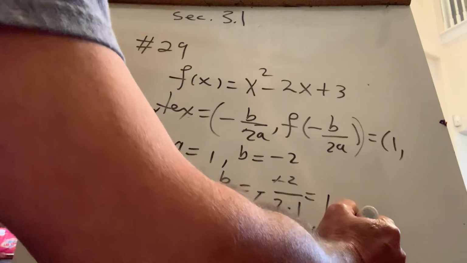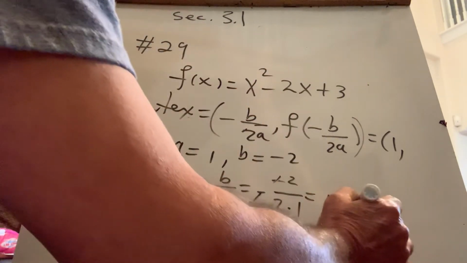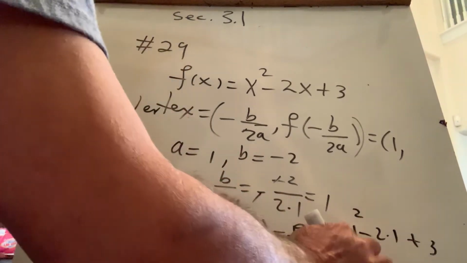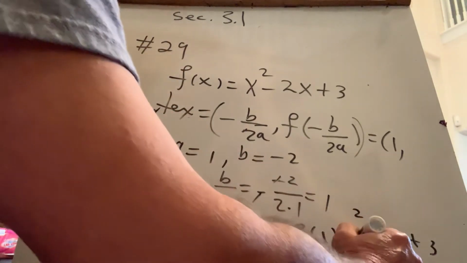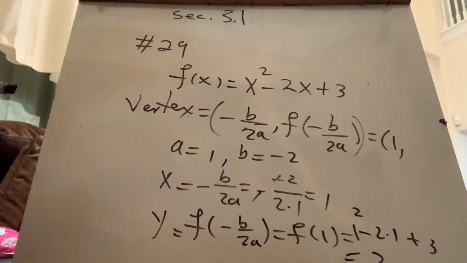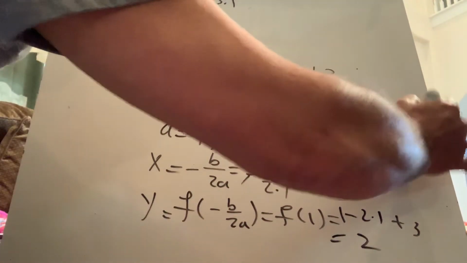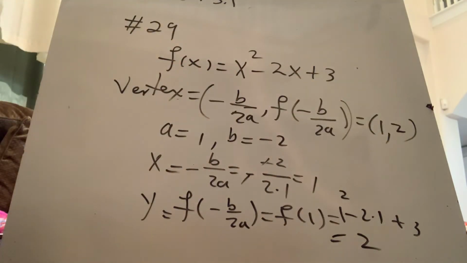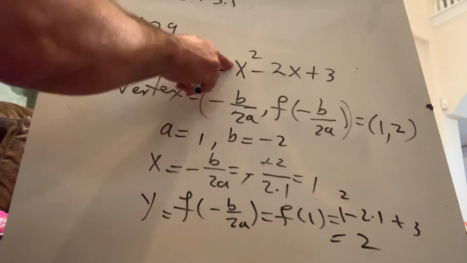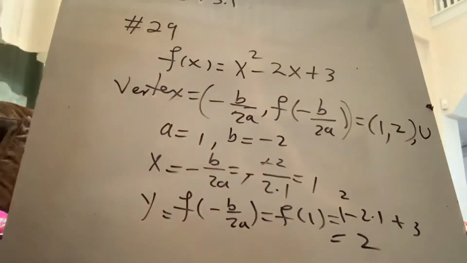So we have to find f of 1, which we do by going back to the original function and replacing all the x's with 1. That's 1 squared minus 2 times 1 plus 3. That's 1, 1 minus 2 is negative 1, plus 3 is 2. Okay, so now the vertex has been found. So (1, 2) is your vertex. And it's going to open up again, because your a is 1 again, which is positive, so it will open upward.